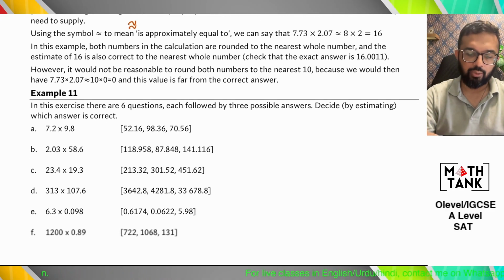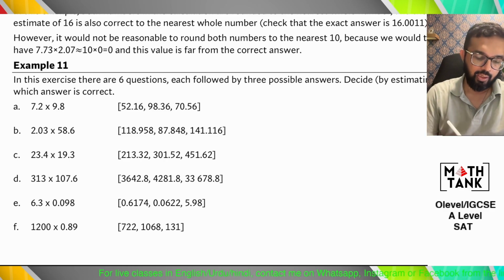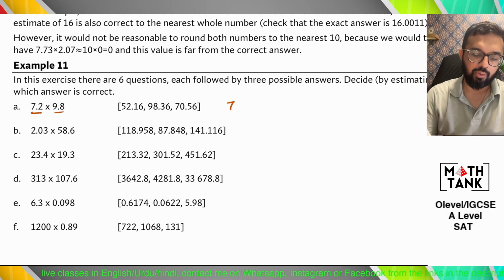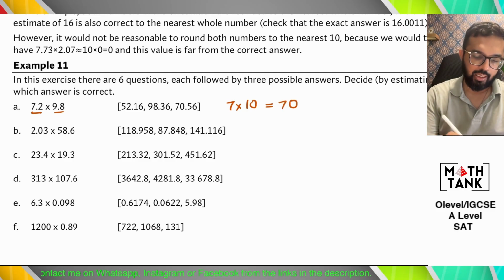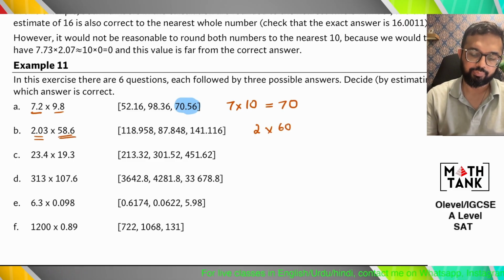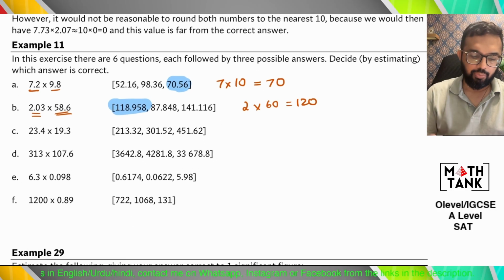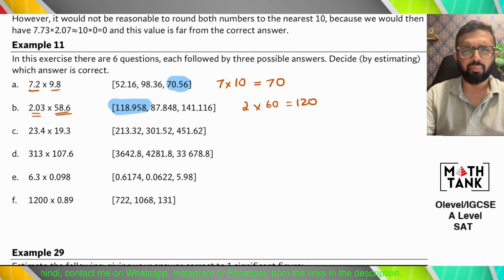Okay, let's try doing these and let's see which should be the correct answer. This will round off to 7 and this will round off to 10. So that should be 70. And I think the closest answer that I have is 70.56. Okay, this will round off to 2 and I can actually round off to 60. About 120. It's not exactly 120. The closest answer that I have is 118.958.